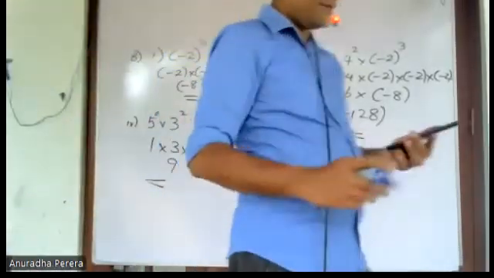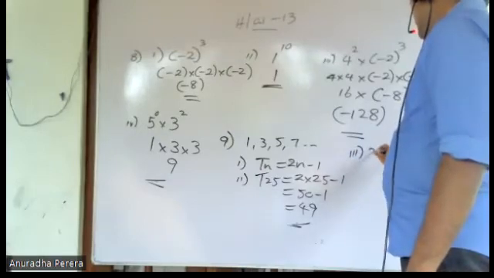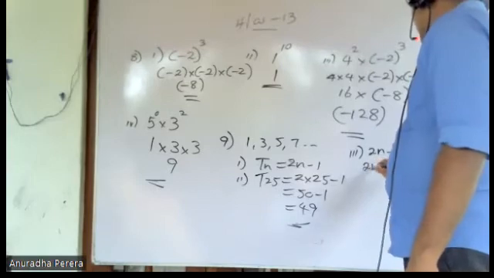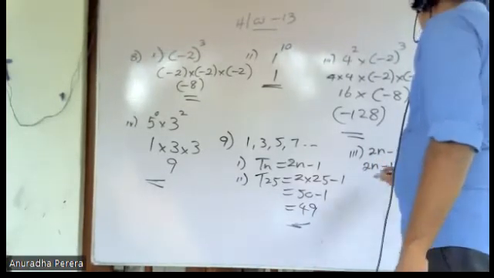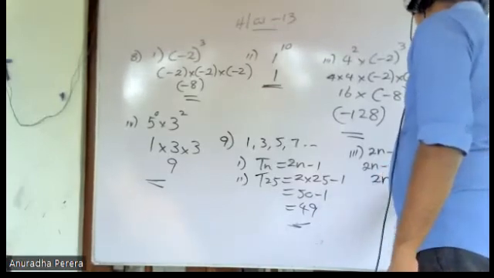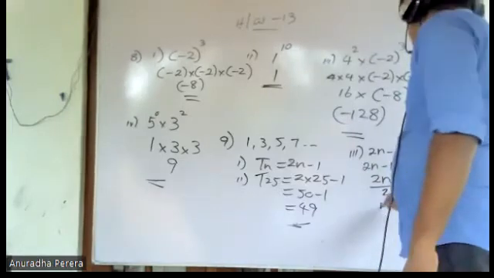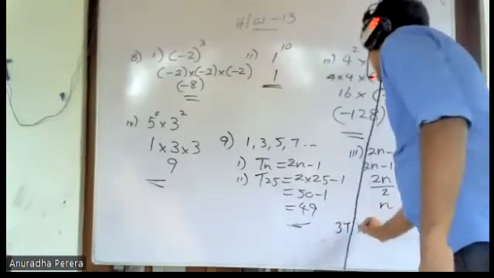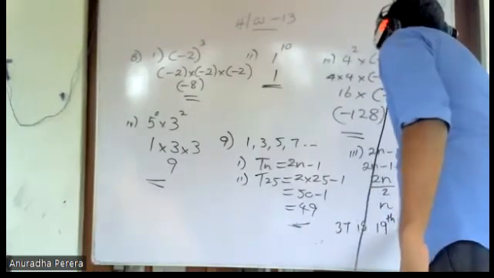Yes, then the third one, which term is 37? Then construct an equation. 2n minus 1 equals 37. Then add 1 to both sides. 37 plus 1 is 38, so 2n equals 38. Then divide both sides by 2. n equals 19. Yes, 37 is the 19th term.